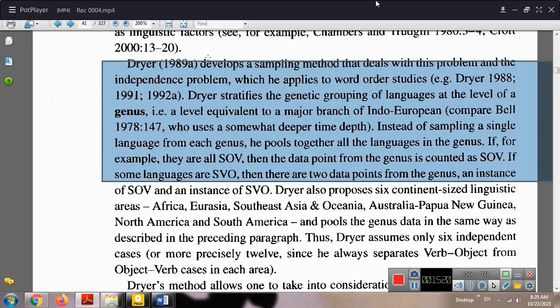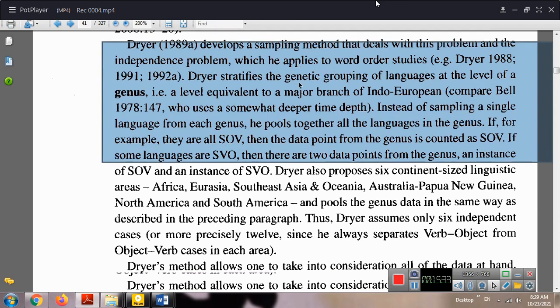Dryer in 1989 develops a sampling method that deals with this problem and the independence problem, which he applies to word order studies. Dryer stratifies the genetic grouping of languages at the level of a genus, a level equivalent to a major branch of Indo-European.